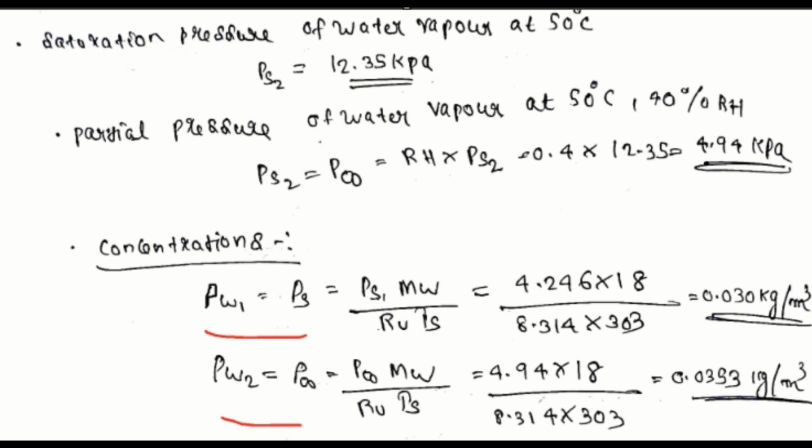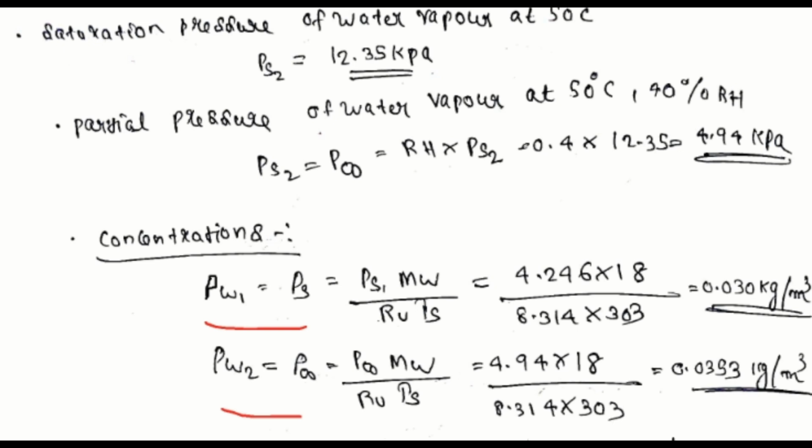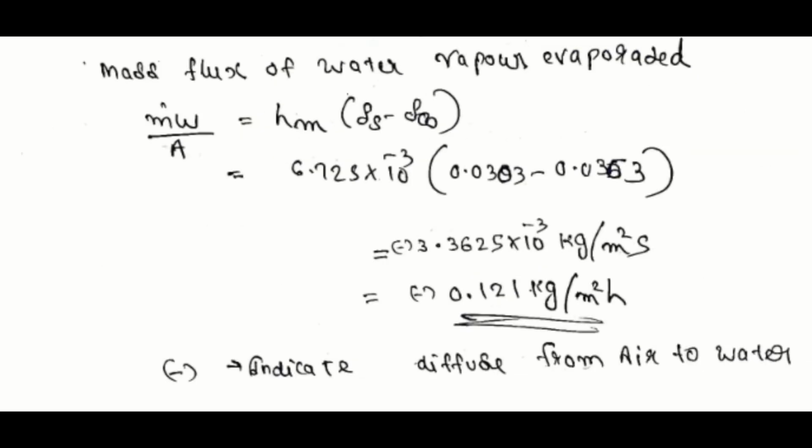The final step is to determine the mass flux of the water vapor. How to do that? This is the final equation we'll be using, for the mass flux of water vapor evaporating into air. Flux means the flow rate divided by the area. Whenever we say mass flux, we divide the mass flow rate by area, which is given by the formula hm times the difference in concentration, rho s minus rho infinity, that is, the surface concentration minus the atmosphere or air concentration.